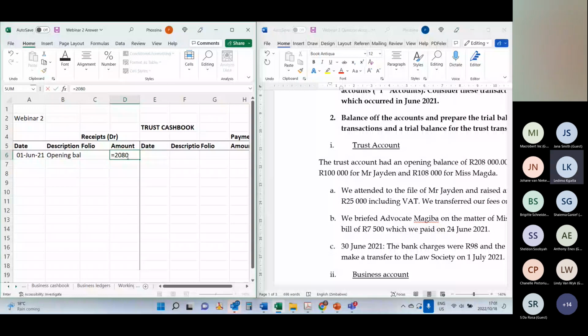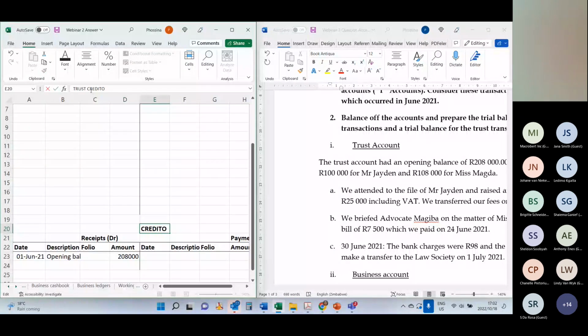So the next thing is our trust creditors ledgers, of which I've seen the bulk of you now know how to prepare ledgers. So I'm just assisting those probably who. So these are our ledgers.